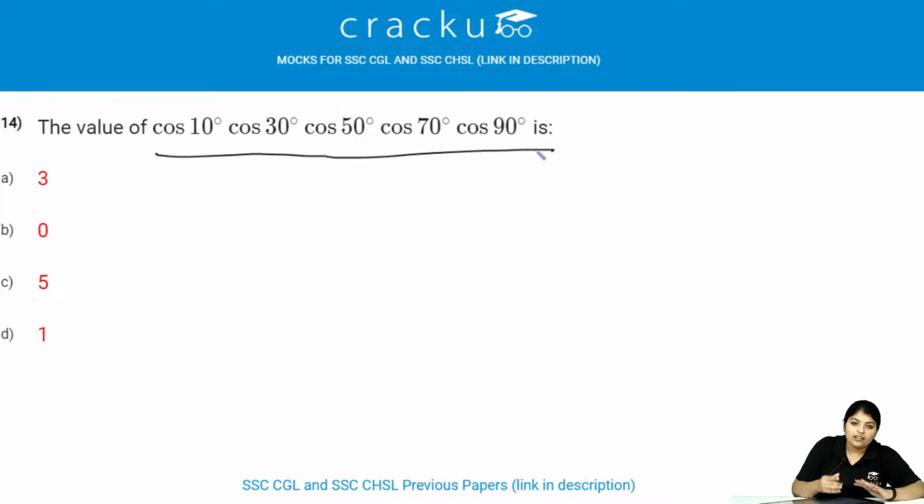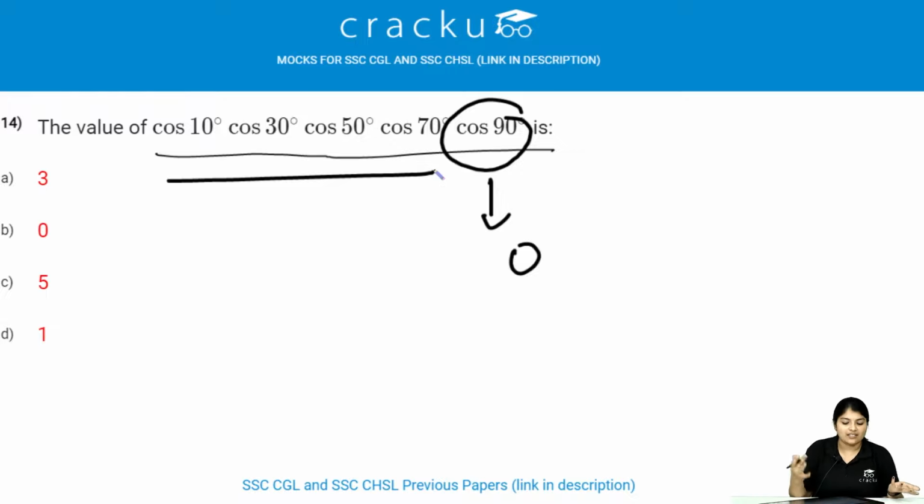But no, here is the point you have to observe. Cos 90 value is 0. So 0 multiplied with any number, we get the answer as 0. Therefore, the answer is option B, 0. Okay, so do not panic.